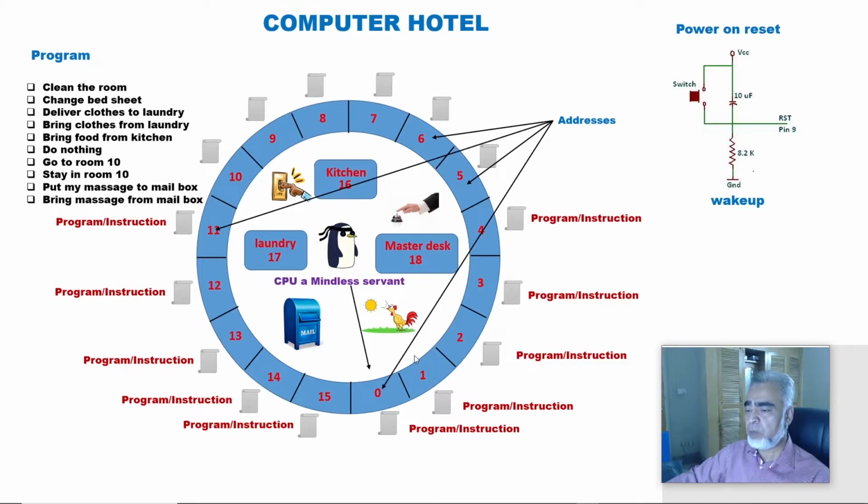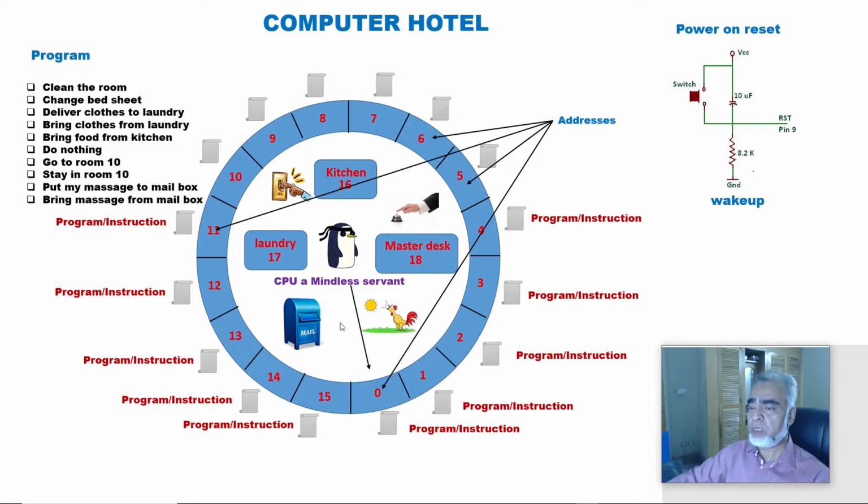Similarly, after executing the program written in room number 1, the controller or servant will go to room number 2 and execute the instruction written there. The servant will go to all the rooms one by one and execute the instruction written at each address. This is what we call polling. That is, after executing the program in room number 0, it will go to room number 1, then room 2, 3, 4, 5, 6 and up to the maximum address, that is 15. And after executing the instruction in room number 15, it will again go to room number 0.